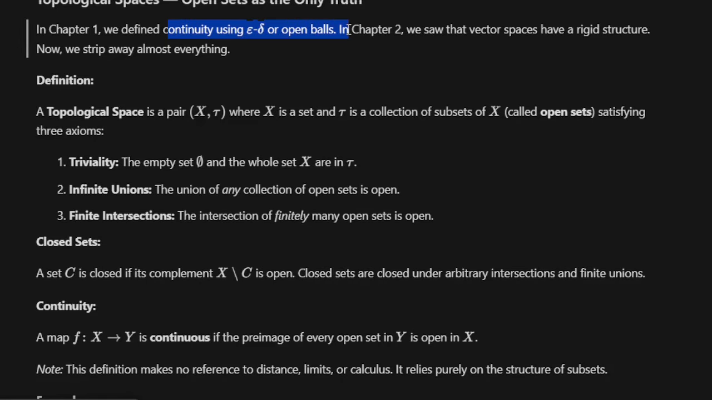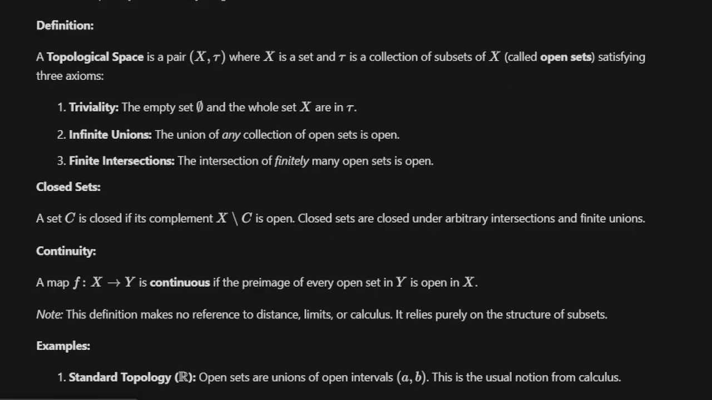We defined continuity using delta epsilon, and of course our definition relies on distance, x minus y. But if we don't have a metric, if we're working on a network graph or quantum states or the string theory landscape, distance is a fuzzy concept. We instead need a definition of space that relies only on containment. So what's contained in what?